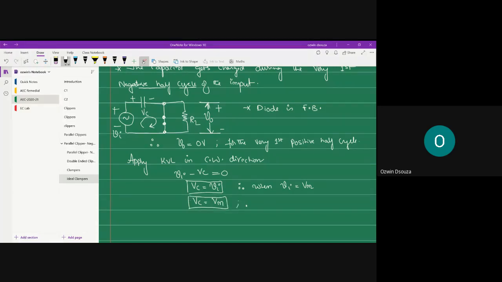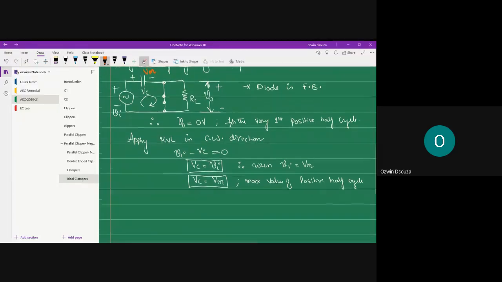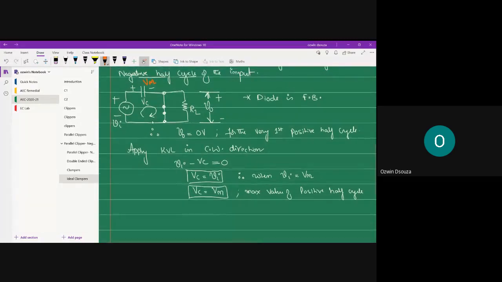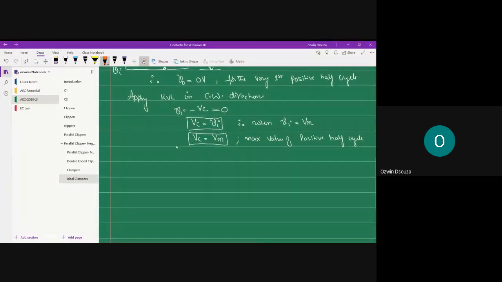So at the maximum value of positive half cycle, the capacitor attains what voltage? Vm volts. So once the capacitor is charged, the capacitor is going to retain a voltage of Vm volts. Okay, so this is your charging cycle. Now let us go to the output cycle.